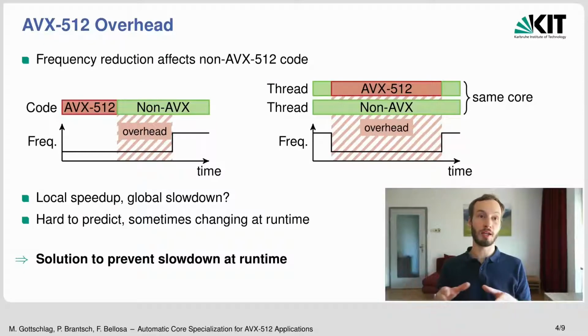Now, whether we get a speedup or a slowdown is often hard to predict, in particular because the ratio between the time spent in AVX 512 code and non-AVX code can often change at runtime. So ideally, we would have a solution which could prevent this kind of overhead at runtime when it actually occurs.